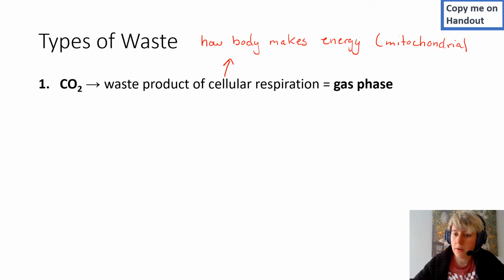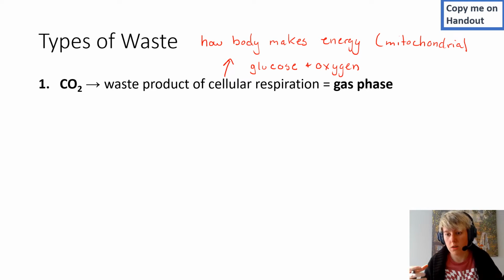And our chemical equation for cellular respiration, again, would be glucose, which comes from the food that you consume, plus oxygen, which enters the body via the respiratory system. So the nose, then it goes to the pharynx, larynx, trachea, bronchi, bronchioles, alveoli, where it enters into the bloodstream.